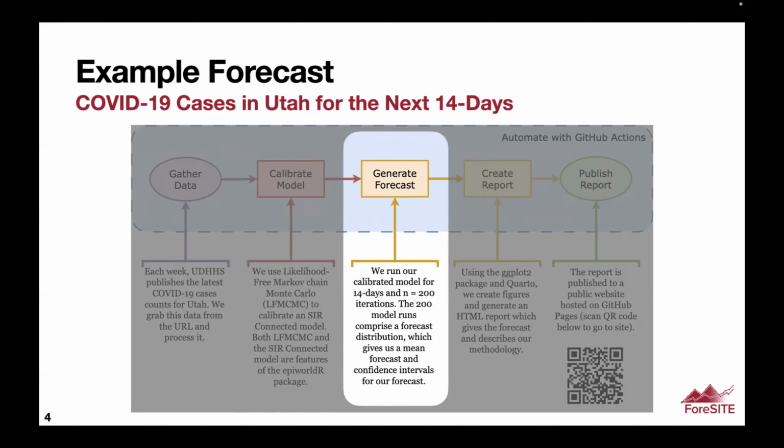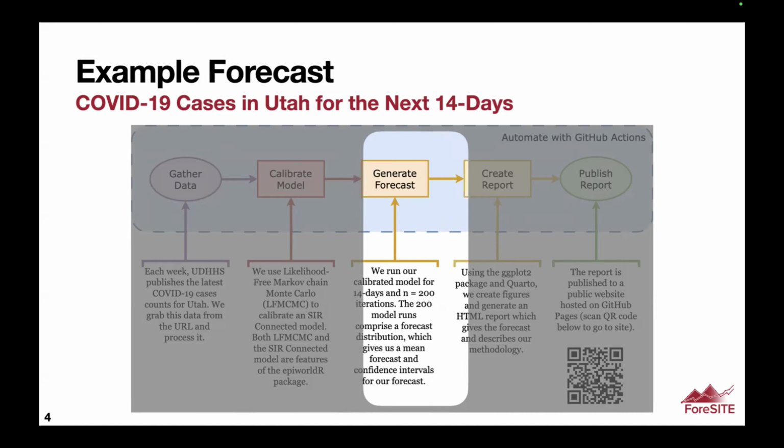We select 200 of the best model runs that mapped to that observed data, and we run them an additional 14 days. We originally ran them 90 days to map to the observed data; now we're running 14 days forward as our forecast. That becomes a forecast distribution. These 200 different models give us a mean forecast, confidence intervals, et cetera.